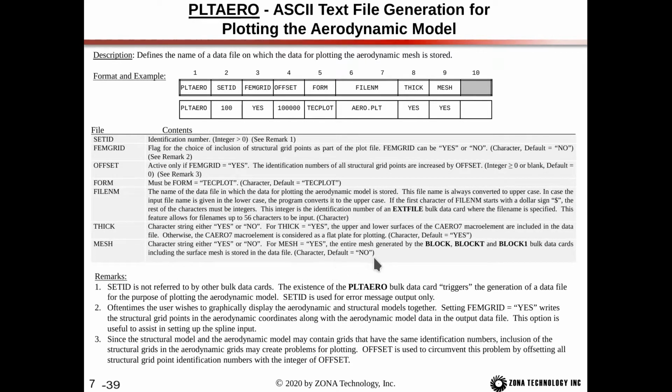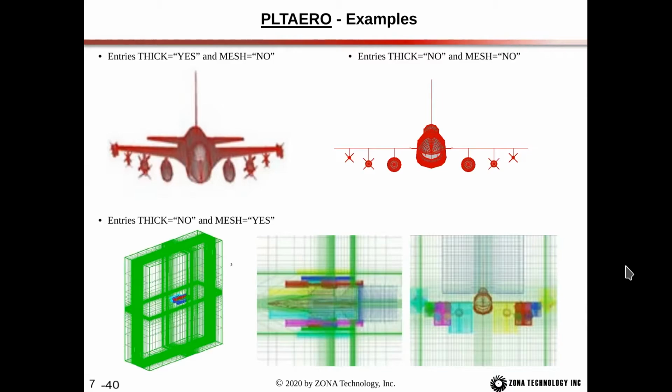So when mesh is yes, then the entire mesh generated by the block T and block 1 cards are included. And when mesh is no, then only the surface panel model is included. And here are some examples. This is with thick equals yes and mesh equals no. This is thick equals no and mesh equals no. So you can see that our C-AERO7s are all just flat plates. And then we have thick equals no and mesh equals yes. We get these 3 plots. So we have the volume meshes are plotted.